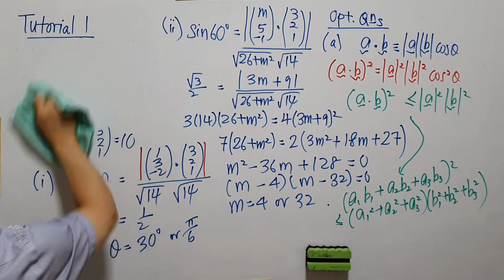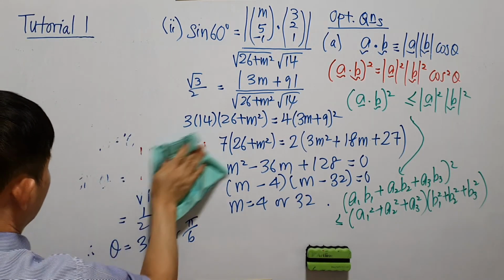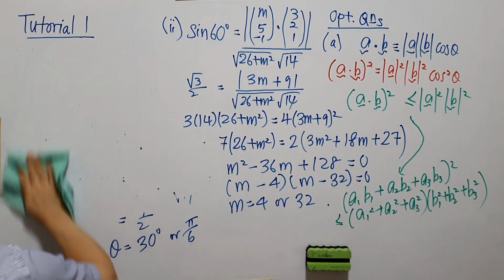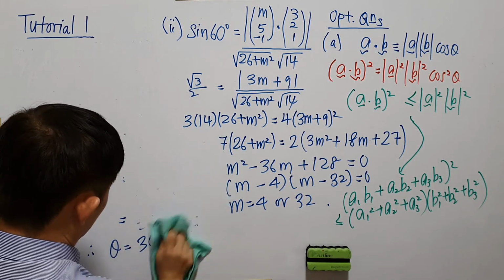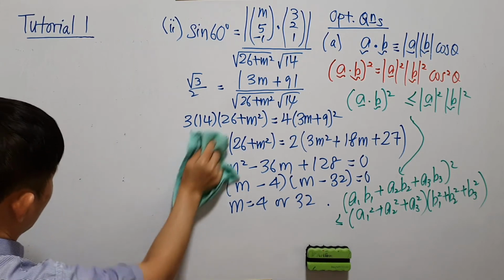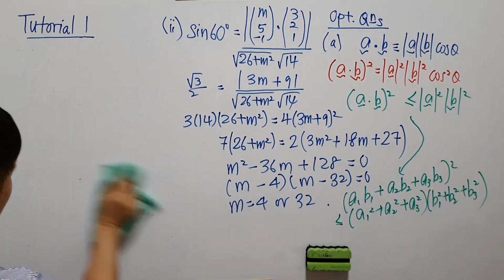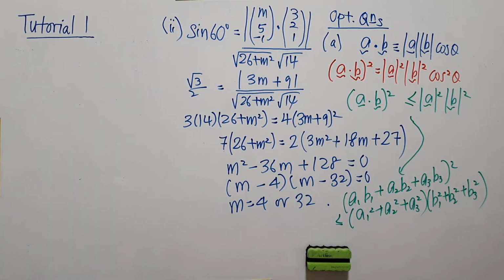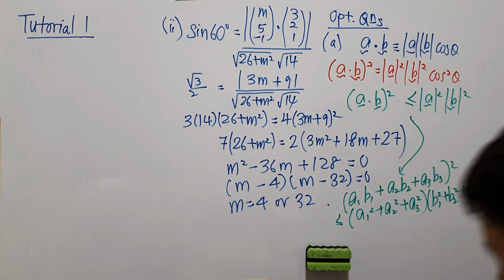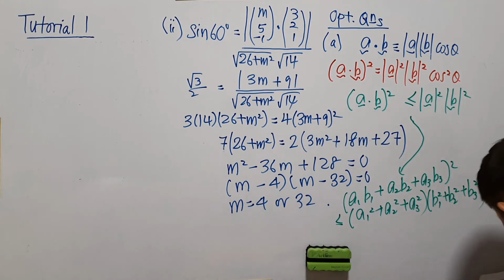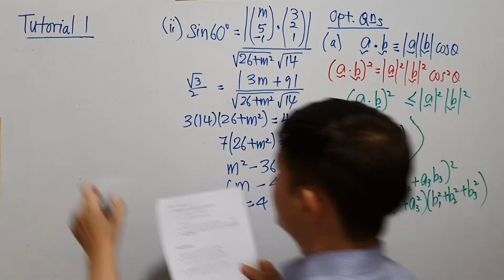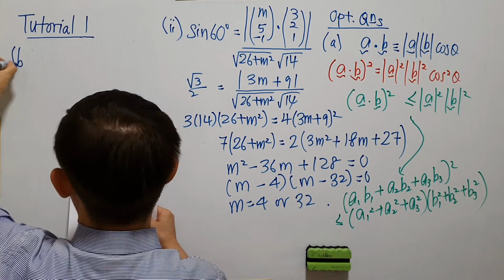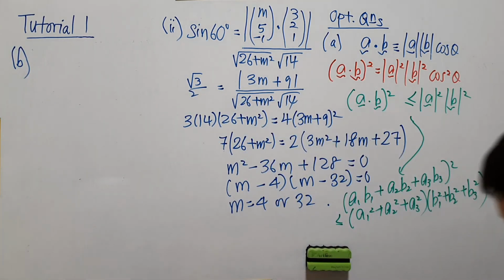As I'm erasing the board, can you look at part B, optional question part B. In optional question part B, you want to realize that they are talking about another inequality, and the question suggested that you should use the cross product. So I'm going to do part B here, part B. So you want to use the cross product this time.